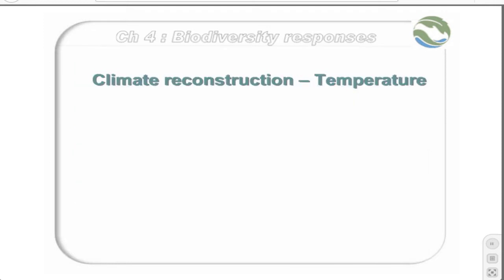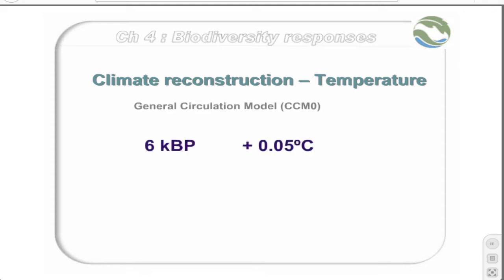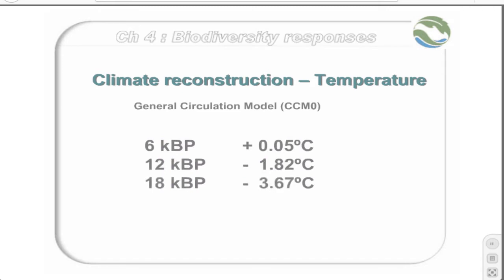We were interested to see how much temperatures might have differed between the present and the past, the LGM, last glacial maximum. And using general circulation model results, we discovered that 18,000 years ago, temperatures may have been as little as 3.7 degrees cooler than they are currently.